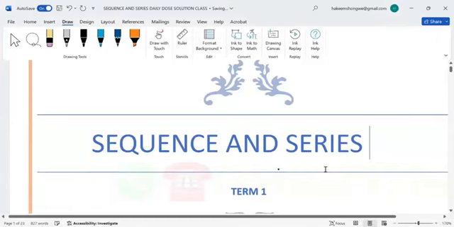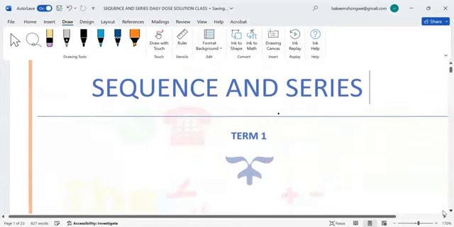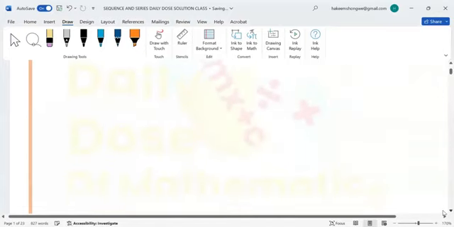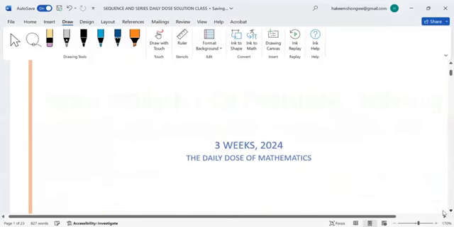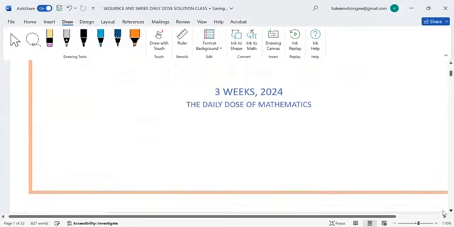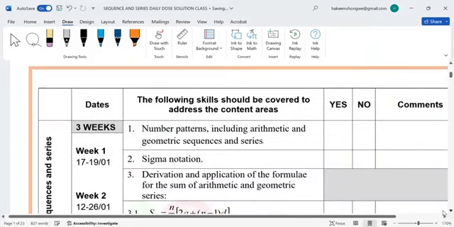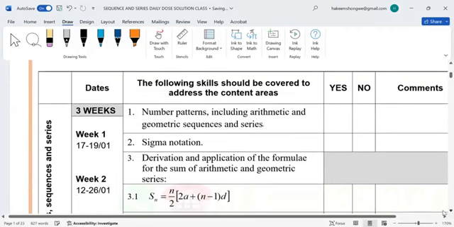Sequence and series. And then we are supposed to do this in the next 3 weeks. So we're going to do this in 3 weeks. What are the things that we're supposed to cover?